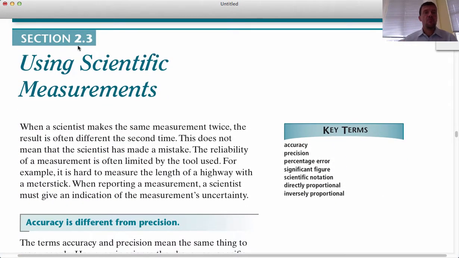Okay, section 2.3, we're going to talk about these scientific measurements, but not just introducing them to you. We already did that in the previous section, but how are we going to use them? Okay?